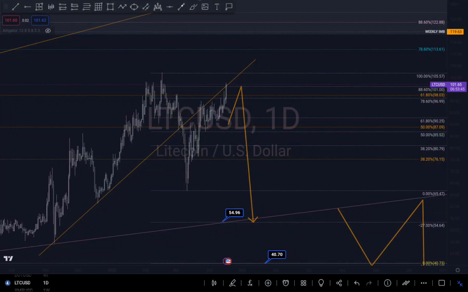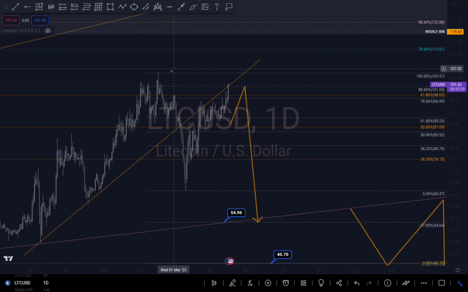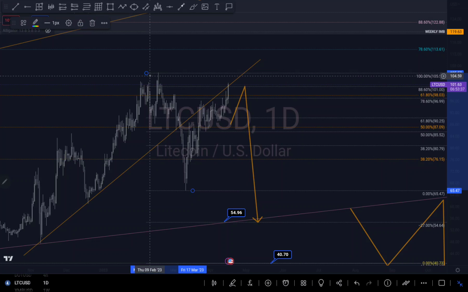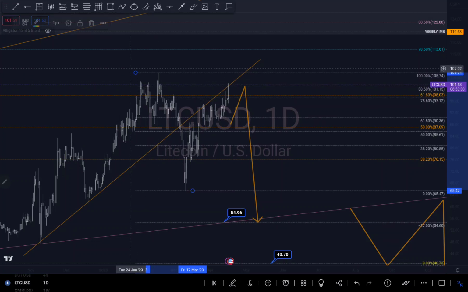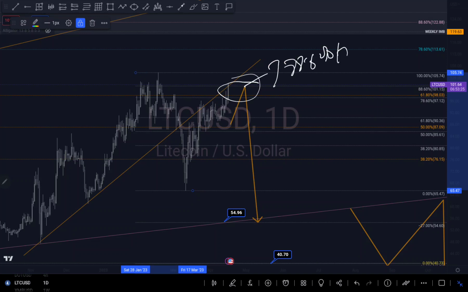Hi guys, so this is a quick update on Litecoin and how I analyzed the last analysis I did on Litecoin. If you watched my previous analysis on Litecoin, you will notice that I said I was predicting Litecoin to come to this 88.6% fib level, and we might probably see a rejection around that level before we push down.